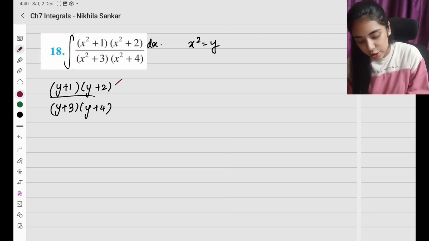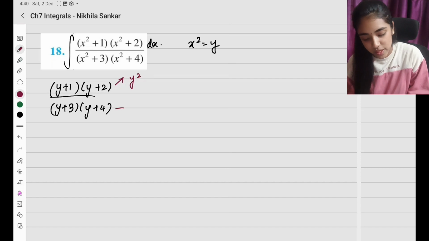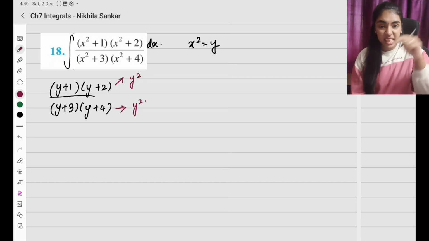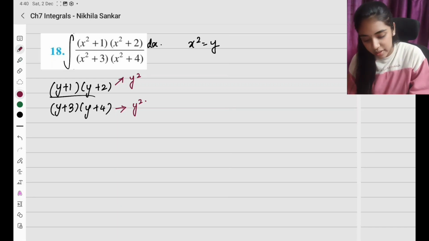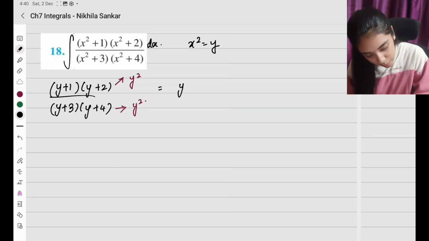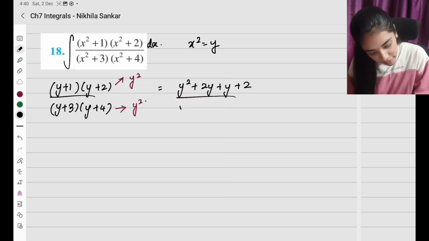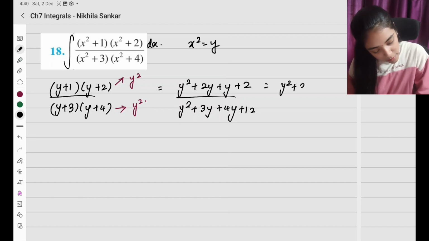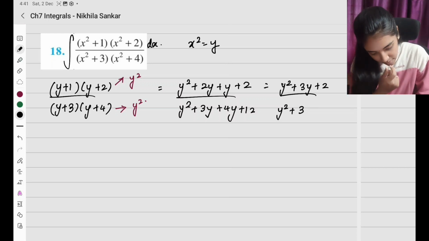In the numerator, the power of y is going to be y square. In the denominator, the power of y is going to be 2. The powers are equal. I cannot have that, so I have to divide. So first let's multiply. I have y square plus 2y plus y plus 2 divided by y square plus 3y plus 4y plus 12, which is y square plus 3y plus 2 divided by y square plus 7y plus 12.